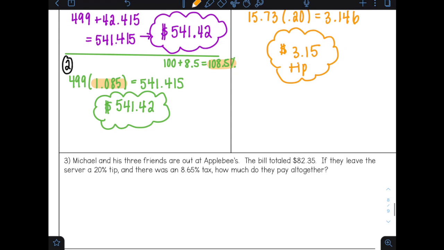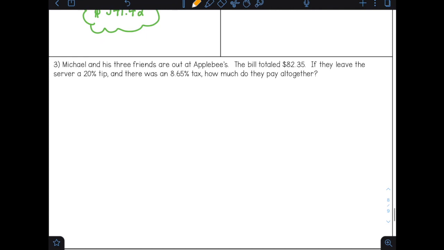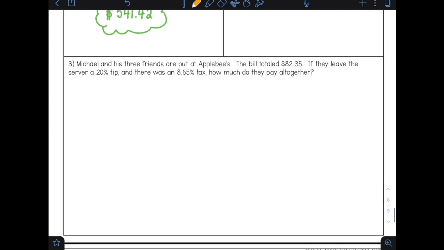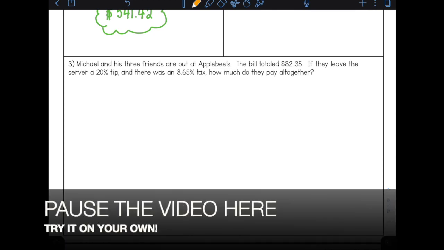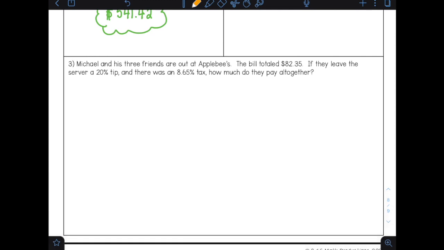Number 3, Michael and his 3 friends are out at Applebee's. The total bill was $82.35. If they leave the server a 20% tip and there was an 8.65% tax, how much do they pay altogether? Now, if you go back to the notes, you want to first find the tip and the tax based on the same total amount. Then combine all of it together. So pause this video and try it on your own, and then come back and check your answer.